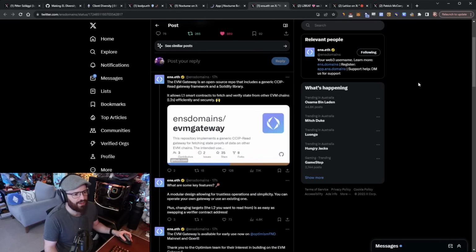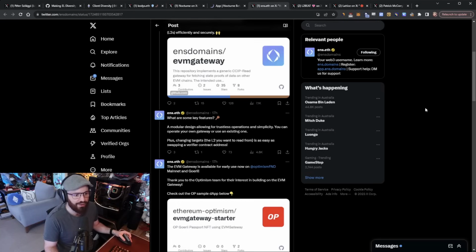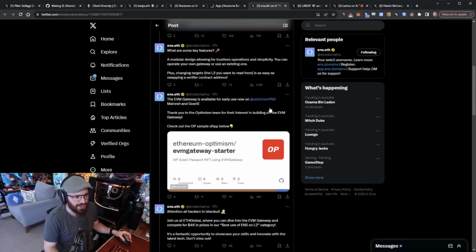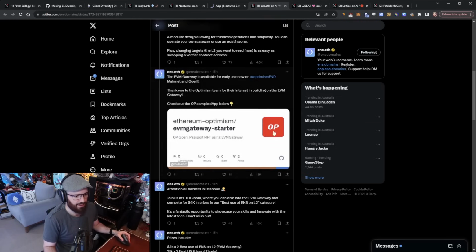Of course, the EVM Gateway is open source, and it includes a generic CCIP read gateway framework and a Solidity library. It allows L1 smart contracts to fetch and verify state from other EVM chains, obviously L2s, efficiently and securely. Some of the features include a modular design allowing for trustless operations and simplicity. You can operate your own gateway or use an existing one. Plus, changing targets, the L2 you want to read from, is as easy as swapping a verifier contract address. The EVM Gateway is available for early use now on Optimism mainnet and Goerli, and the Optimism team has actually had a hand in building this.